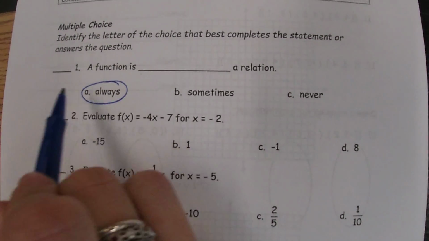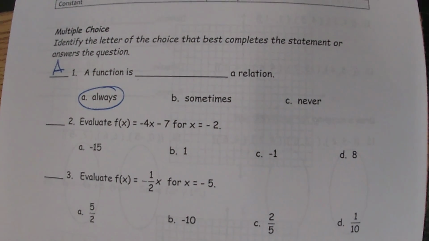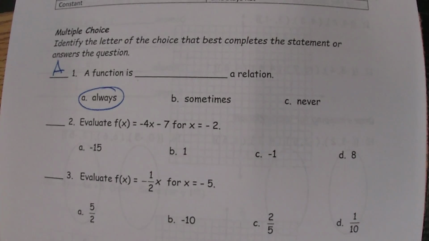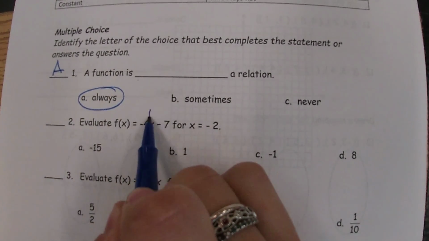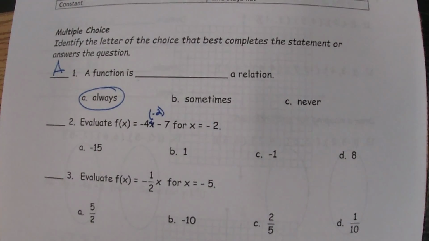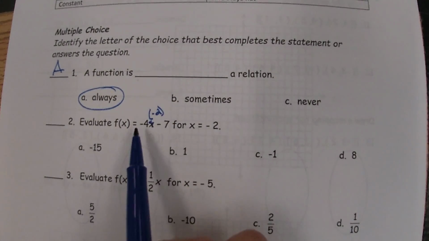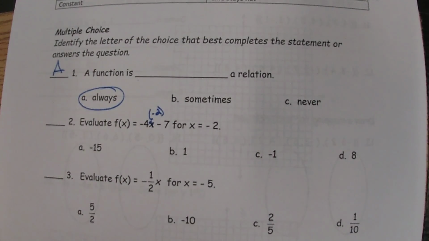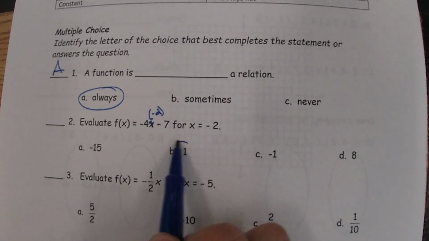A function is always a relation. A relation is sometimes a function. Number two, if we want to evaluate, we're going to plug -2 in for x, right? We're going to substitute that. So whether you use a calculator or in your head, -2 times -4 is +8. 8 minus 7 is 1.